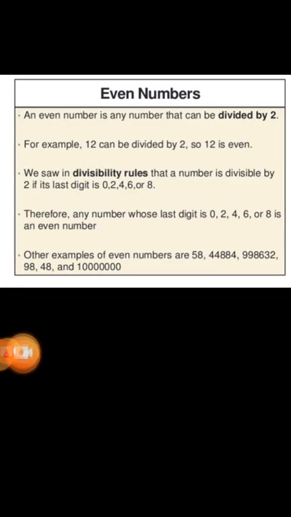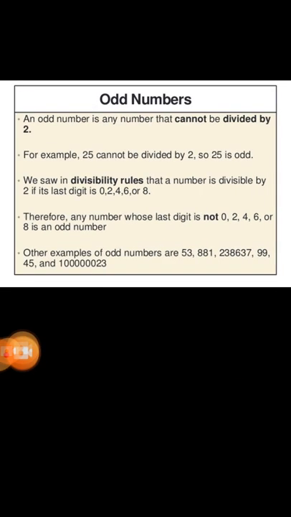First of all, we discuss even numbers. An even number is any number that can be divided by 2. For example, 12 can be divided by 2, so 12 is an even number. We saw in divisibility rules that a number is divisible by 2 if its last digit is 0, 2, 4, 6 or 8. Therefore, any number whose last digit is 0, 2, 4, 6 or 8 is an even number. Here we have some examples of even numbers.